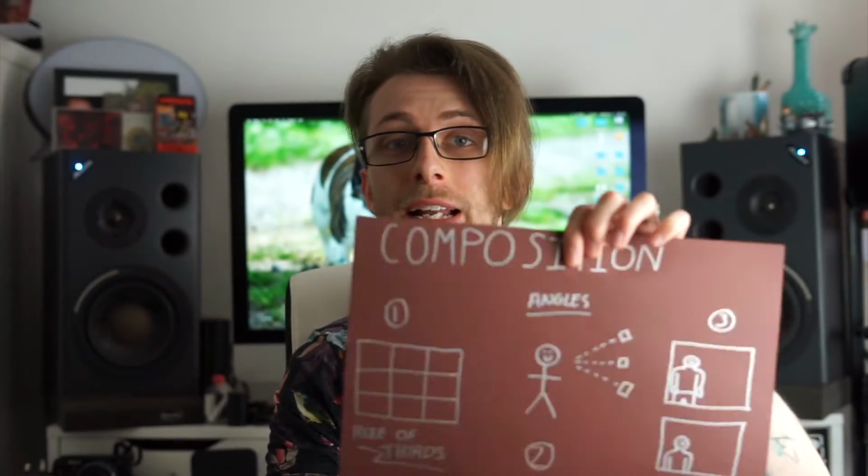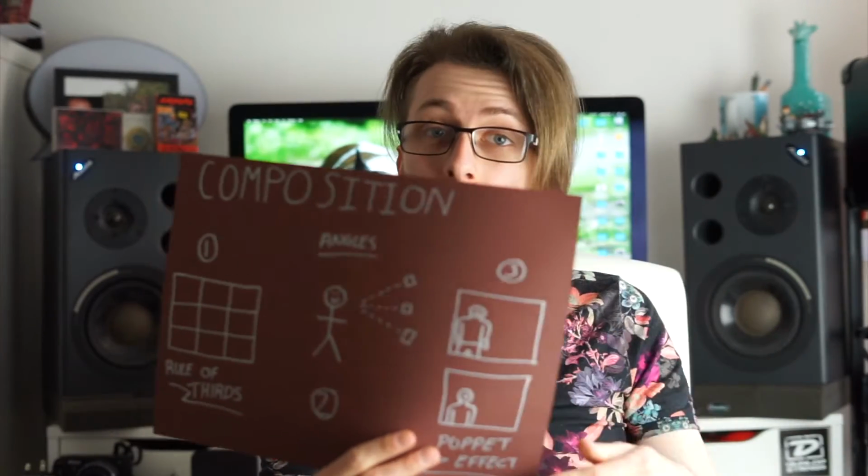So today we're going to look at three aspects of composition. Now, fun fact, humans like threes. The first is the rule of thirds, which we'll touch base on more. We've then got angles, and then we've got something called the puppet effect.